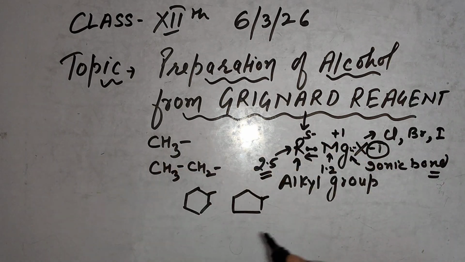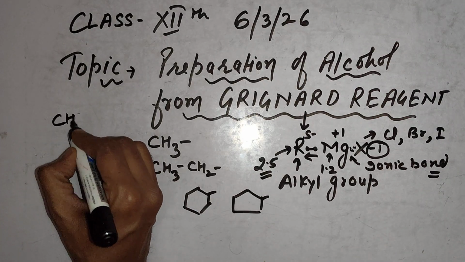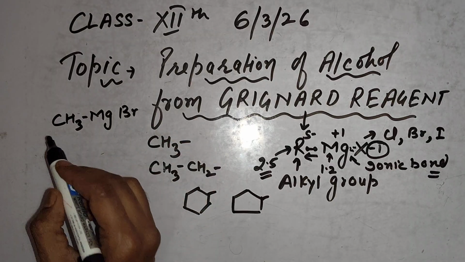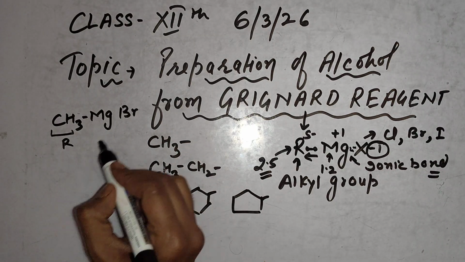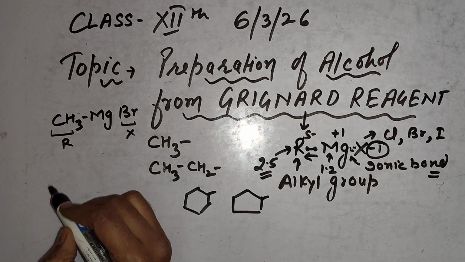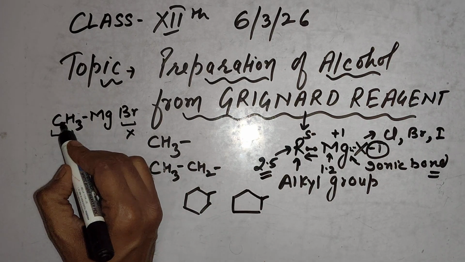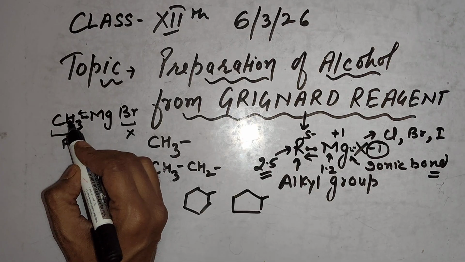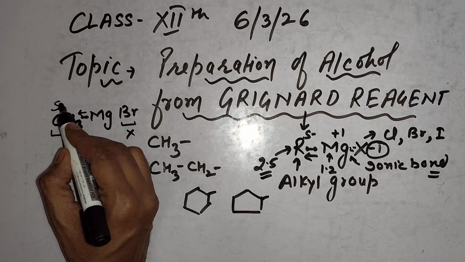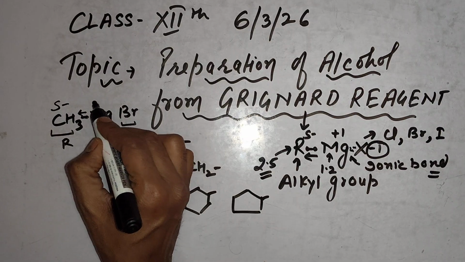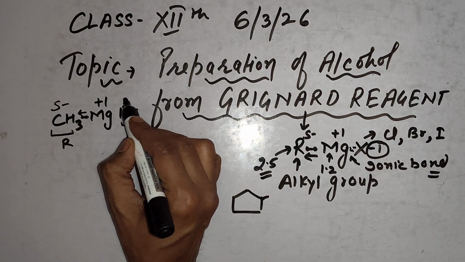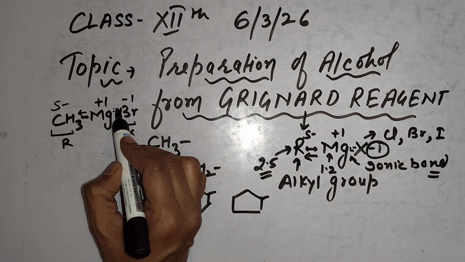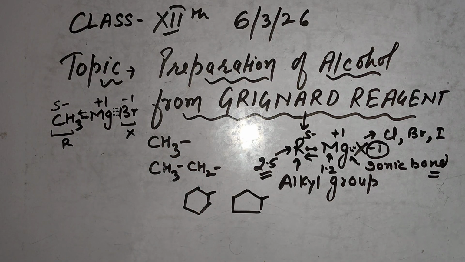Now let's check some examples of RMgX, like CH3MgBr. This part is working as R, this Br is working as X, Mg is magnesium. Between carbon and magnesium covalent bond is there. Due to higher electronegativity, electrons are toward carbon side and carbon is getting partial negative charge. Magnesium is carrying +1 charge complete. Bromine is carrying -1 charge complete. +1 -1, they are making ionic bond with each other like this.